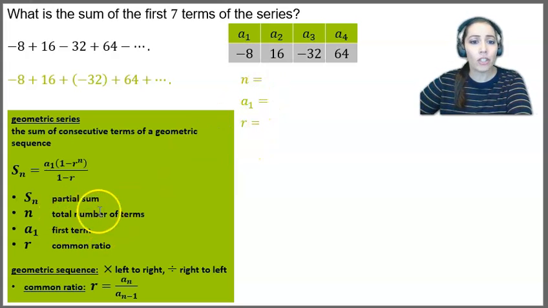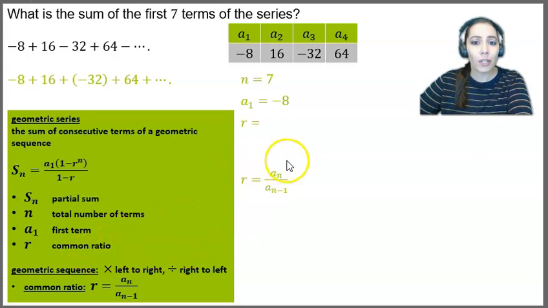Now, n is the total number of terms we are trying to add in our series. We're trying to add 7, so my n is going to be equal to 7. A sub 1 is the first term in the series. Our first term is -8. And then r is the common ratio.